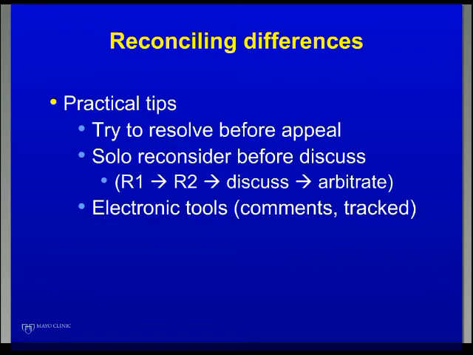I found that a lot of times you can get 50% or 60% of the problems resolved right out of the gate by the first person going back through and saying, "Oh yeah, I agree with that. Oh yeah, I agree with that," and then you're done.